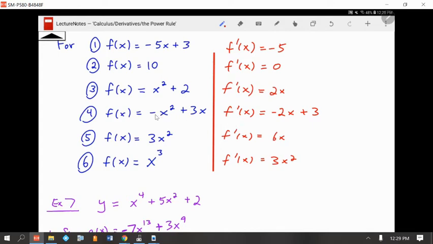It's almost like if I were to take the coefficient of the term, like on number 4, the coefficient is -1, and multiply the coefficient by the power. What is 2 times -1? That's -2. And then do 2 minus 1. Subtract 1 from the power. You would get x to the first.